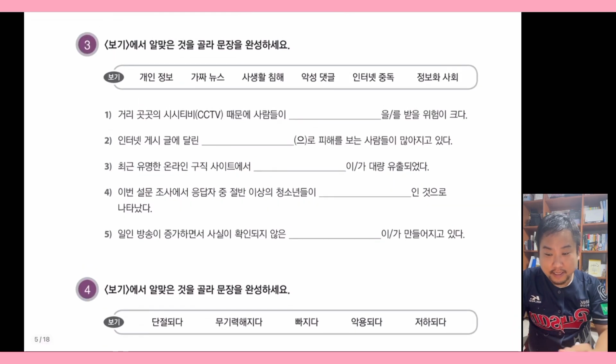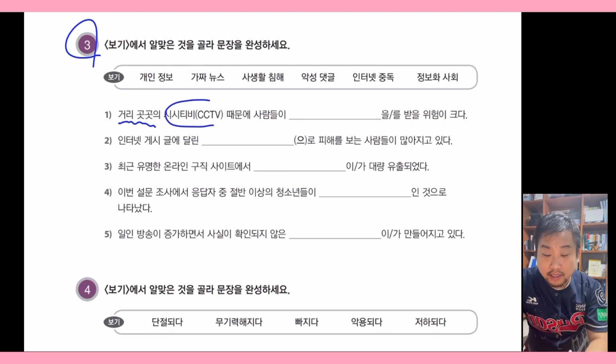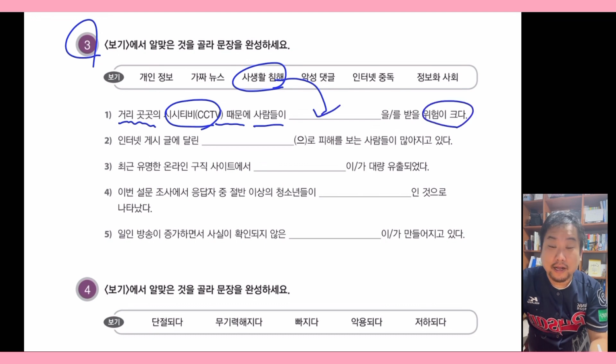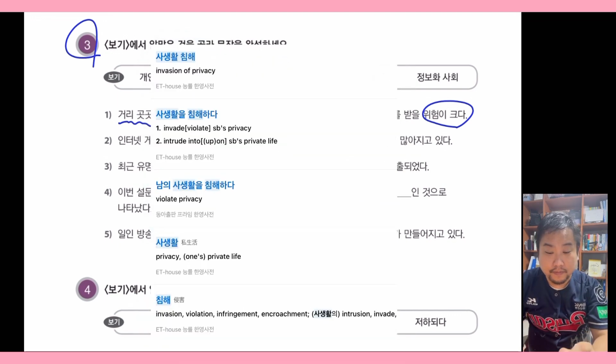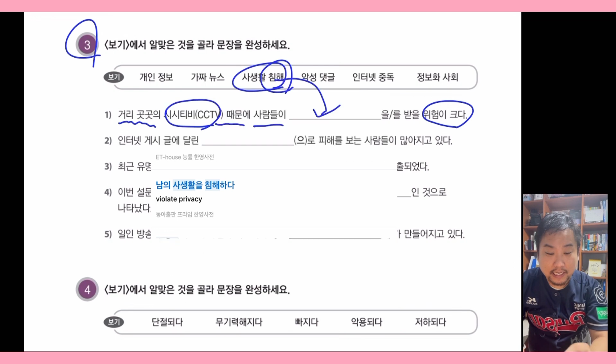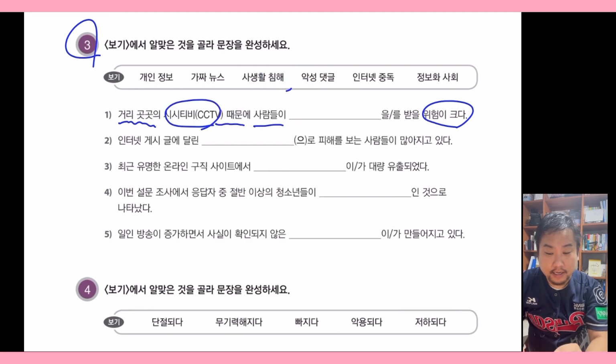So next up, let's see the number 3 here. 거리 곳곳, here and there, everywhere. CCTV is CCTV because of the CCTV 사람들이 사생활 침해를 받을 위험이 크다. There is a big danger that would invade the one's personal life. 침해하다 is invade. 사생활 is a private life. So the answer need to be 사생활 침해 is the answer.